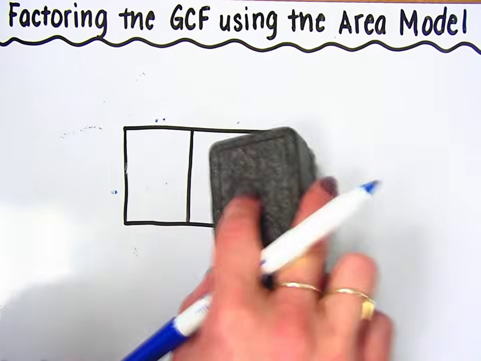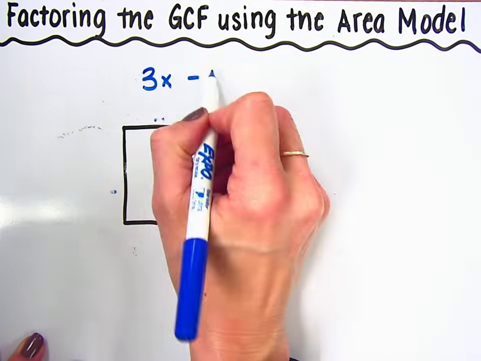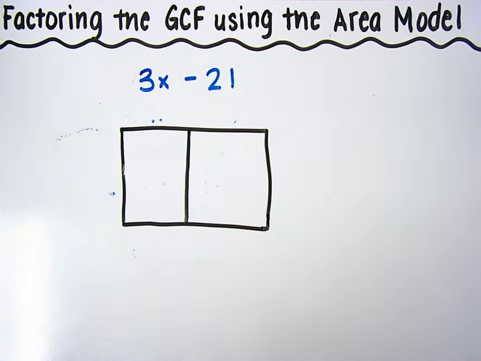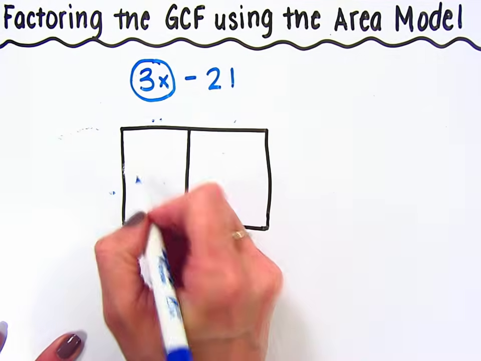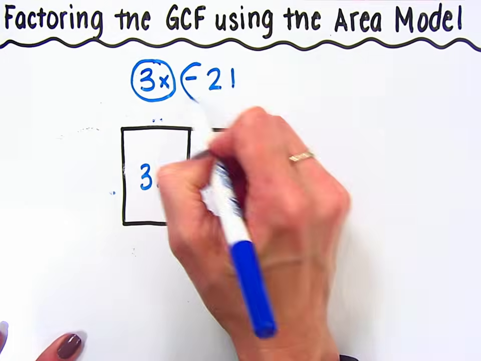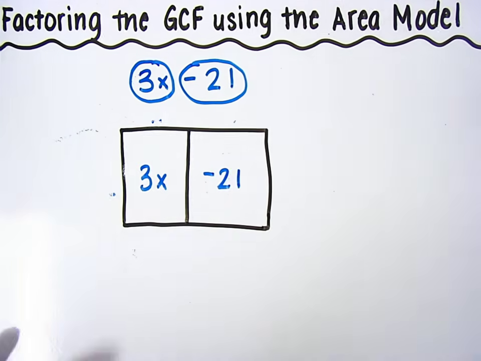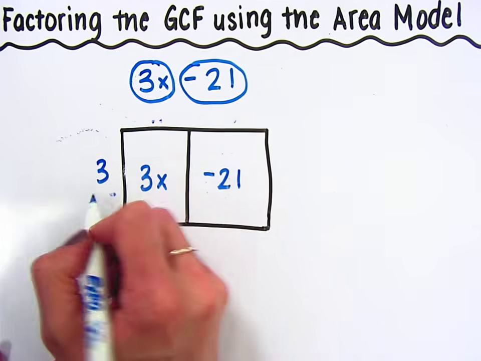The next example that we're going to take a look at is 3x minus 21. Similar to the first example, we're going to start by plugging these in as the sum of the areas of these two. So the first term I see is 3x. That's going to go inside the first box. The second term that I see is negative 21. That's going to go in my second box. We need to think about what is our greatest common factor between these two terms. And in this case, that greatest common factor is 3.